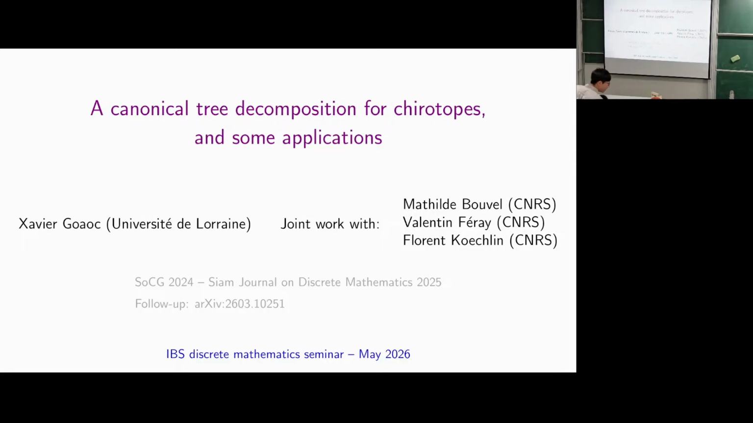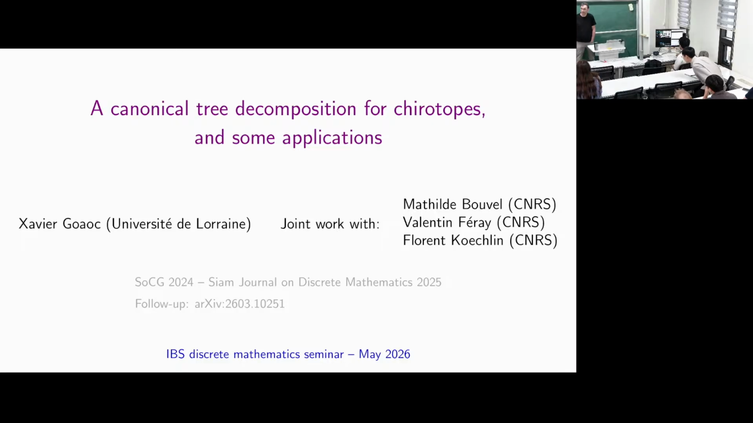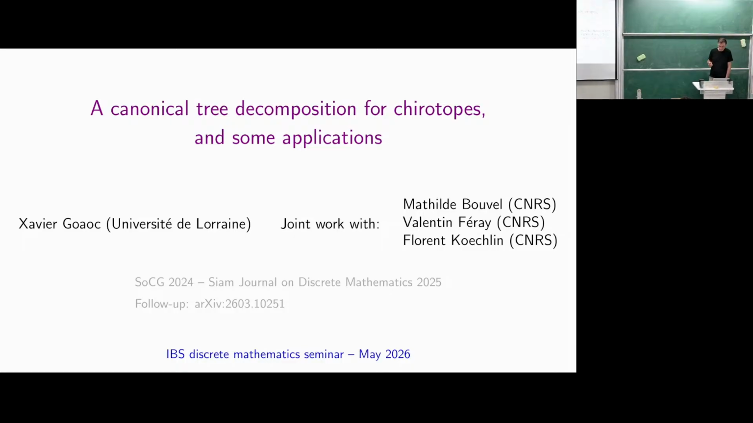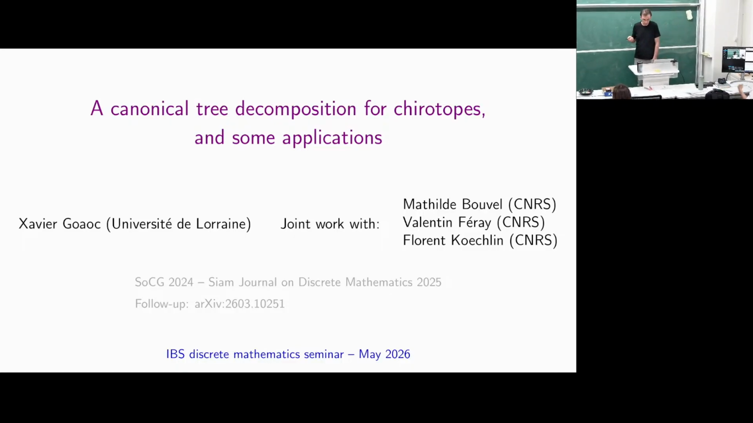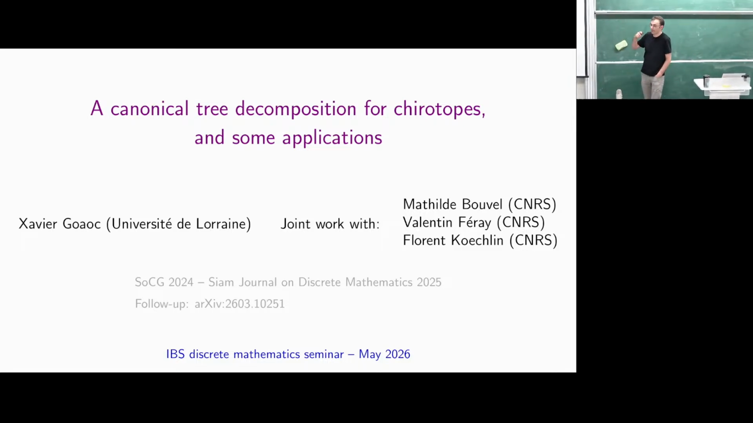So this is joint work with Mathilde Bouvel, Valentin Féray, and Florent Koechlin, who are in France at CNRS. Mathilde and Valentin are like me at Nancy, and Florent is in Paris. And so this is a canonical tree decomposition for chirotopes. It's an application. So the combinatorial object here are chirotopes. So let me first introduce them.